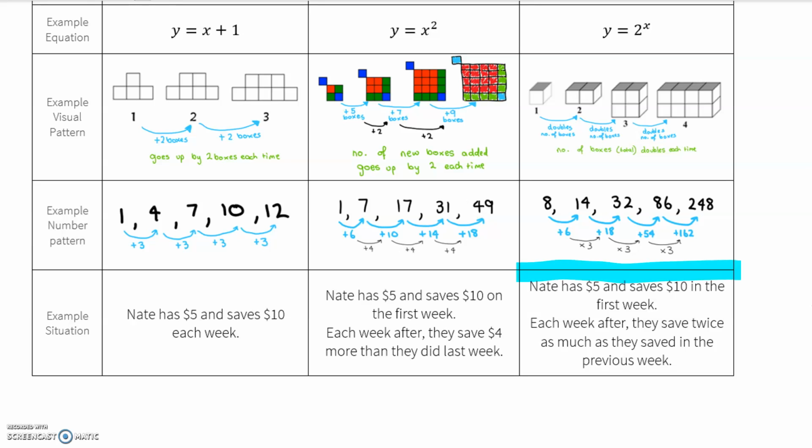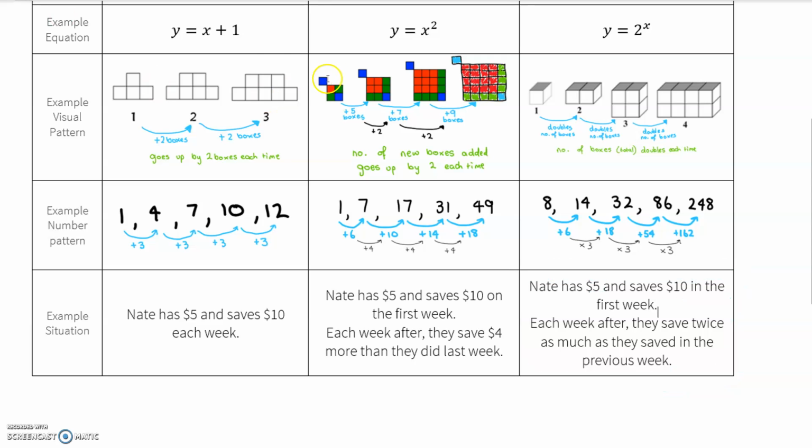In this last example, again, we're using the pocket money situation. So we start off with our $5, and we save $10 in the first week. Each week after, they save twice as much as they saved in the previous week. So in the first week, we're saving 10. In the second week, we're saving 20. In the third week, we're saving 30. So we're multiplying by 2 each time instead of adding 4 each time.